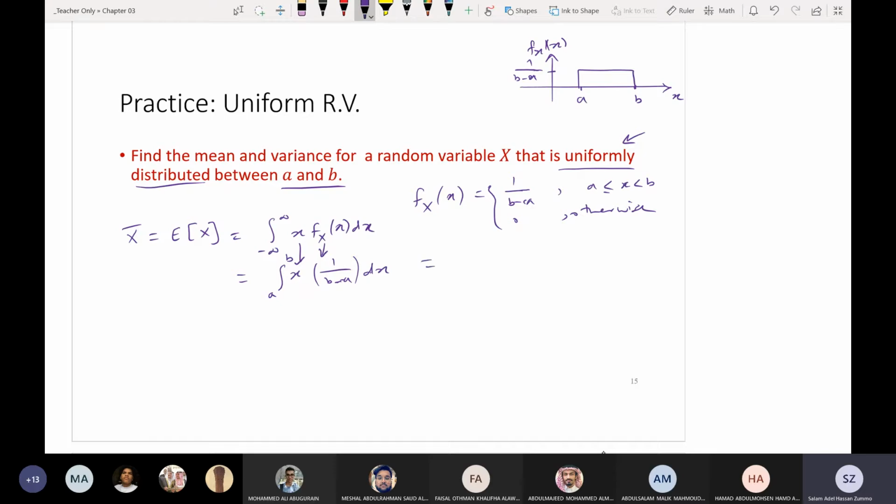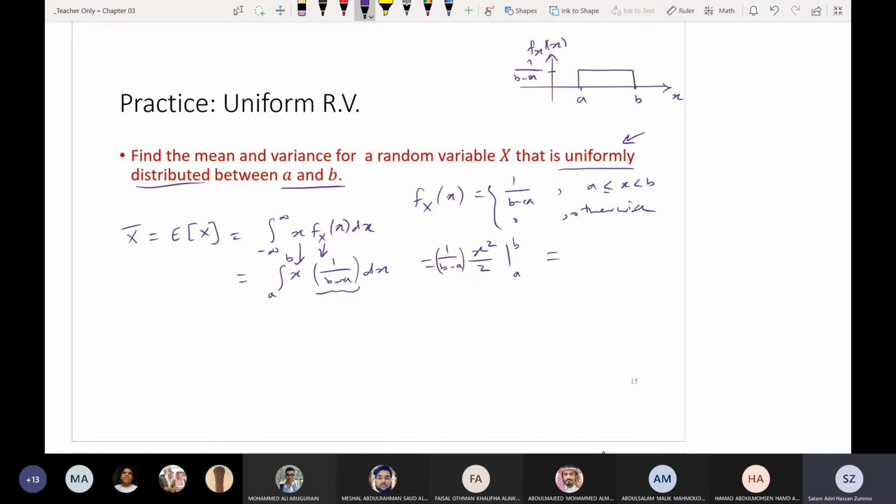Okay. Now this is a constant. So we have here x squared over 2 multiplied by 1 over b minus a, and this is from a to b, right?